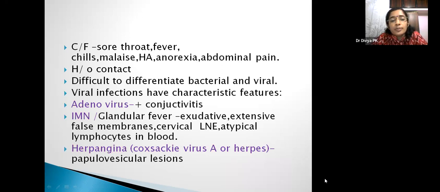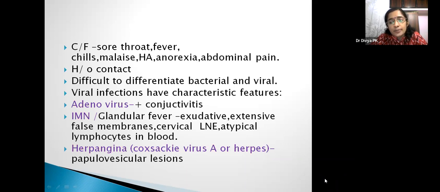The patient usually presents with fever, sore throat, chills, myalgia, headache, abdominal pain, and anorexia. Nowadays we are seeing more of these cases in the OPD, with fever, sore throat, and myalgia, and there may be a history of contact, especially in the case of COVID. Now H1N1 cases are also coming. The patient may also present with similar features. It is actually difficult to differentiate between bacterial and viral pharyngitis.